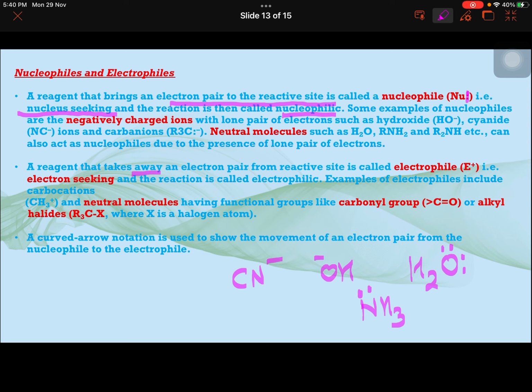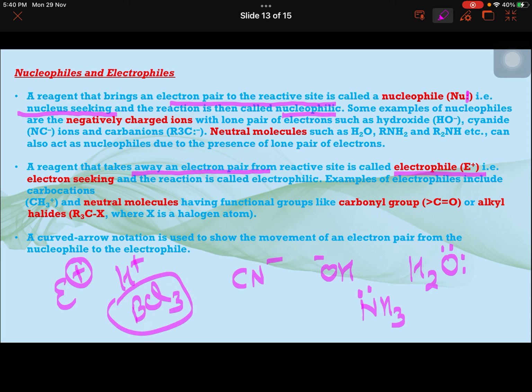A reagent that takes away an electron pair, that means electron seeking, which is in need of electrons, electron loving, that will be an electrophile, E with a positive charge. Now, same thing, it may have a positive charge like H plus, or it may have a formula like BCl3, neutral, but this is also electrophilic because its octet is incomplete. So it is in need of more electrons. So these come in the category of electrophiles. They may be neutral, they may be charged, and movement of electron pair is always to be shown with the help of an arrow. Understand that also clearly.